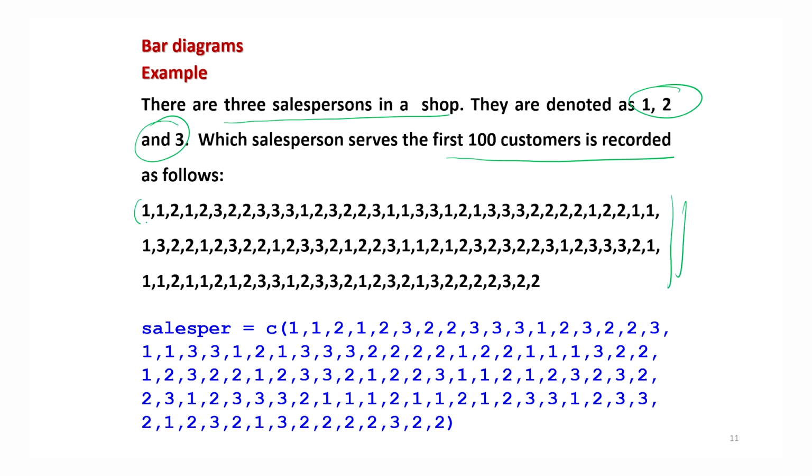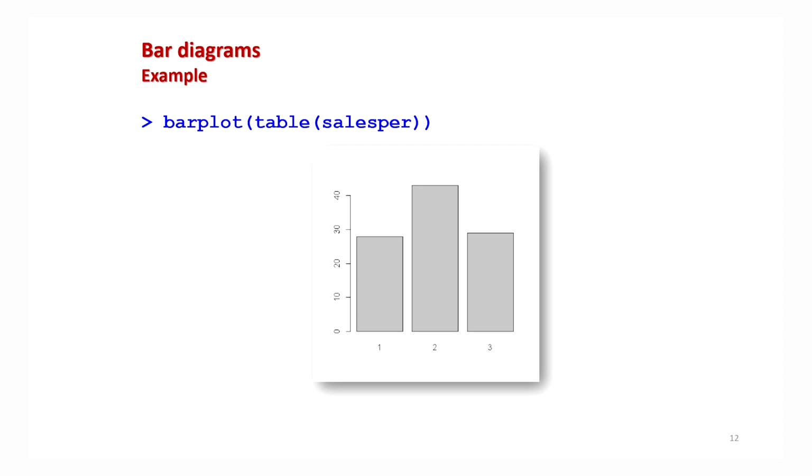For example, 1 means the customer was attended by salesperson 1, then again 1, then 2, which means the third customer is attended by salesperson 2, and so on. So I have just stored this data as salesper inside this data vector. Right. Now, if I try to create a bar plot here like this, barplot(table(salesper)).